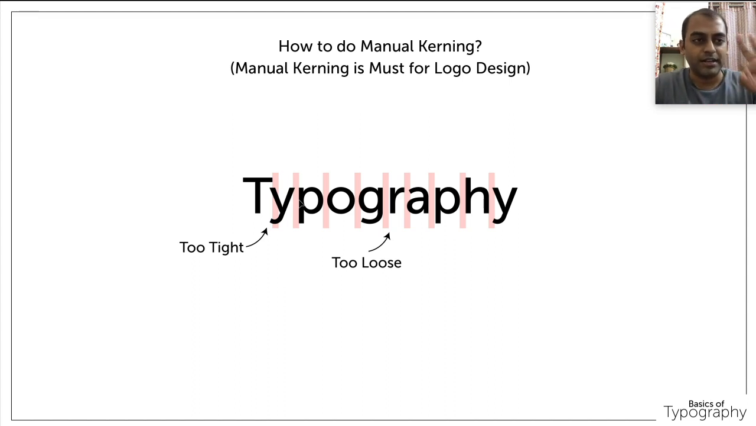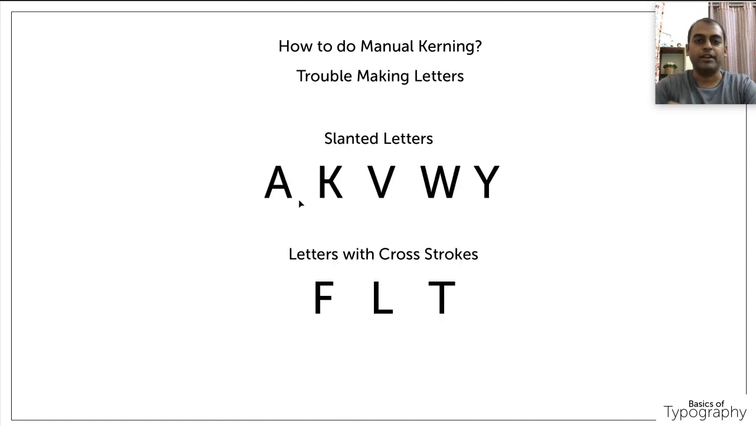So there is a 3-step process, and that is what we are going to see now. The first step is to identify troublemaking letters. There are 26 alphabets, and not all of them are troublemaking letters. There are some 8 alphabets which are troublemaking letters. So we can classify that.